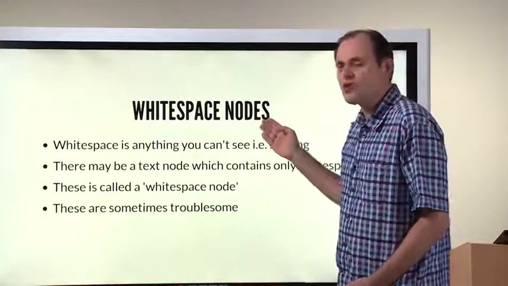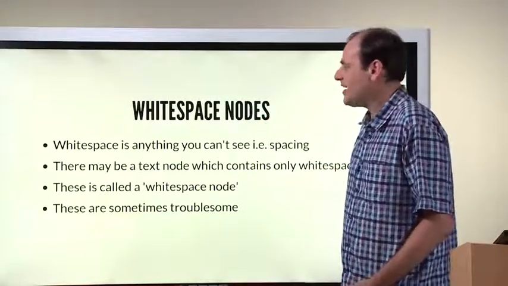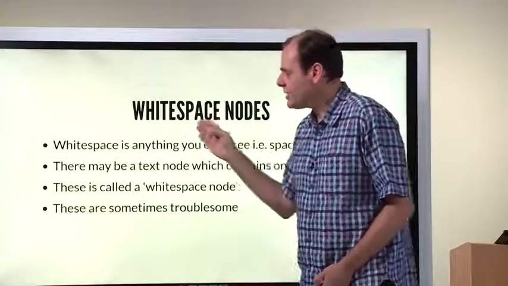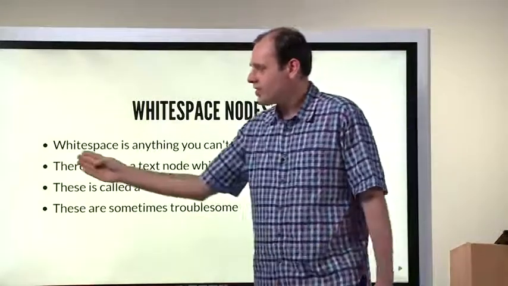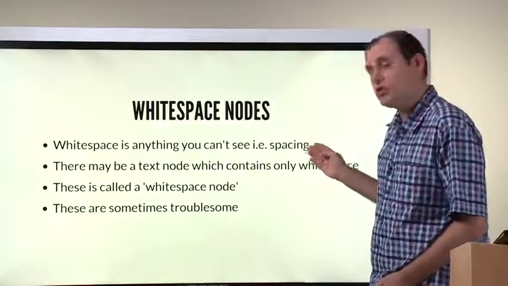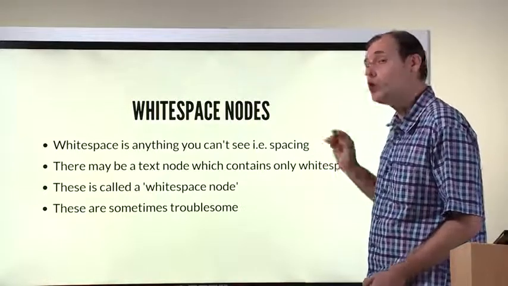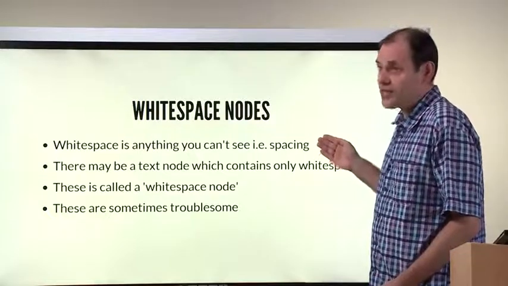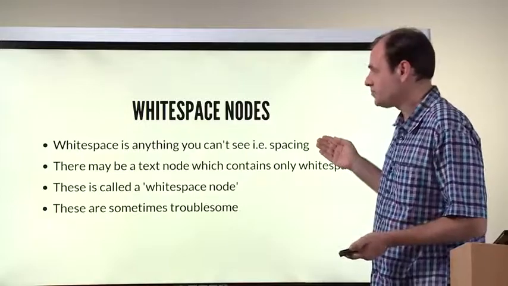Now, we've got some familiarity with the DOM structure, loading a page, we know what happens. There are some surprises sometimes, so I want to talk about one surprise, and that is this thing called white space. And sometimes people say white space nodes. So what is white space? White space basically is anything you can't see, like spacing or an instruction to go to the next line. If you have an instruction which says go to the next line, then that is something you can't see. That is also white spacing.